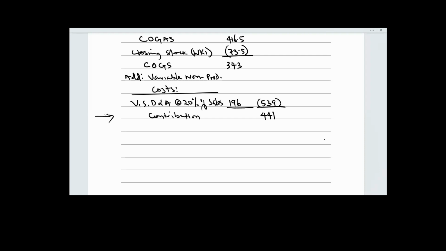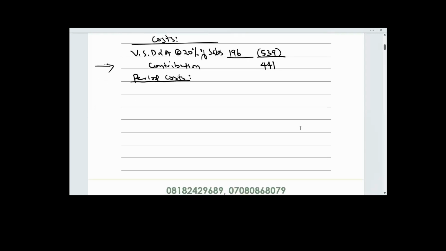So immediately after contribution, you must deduct period cost. Period costs are those costs that are fixed in nature. It could be on a monthly basis, but provided the costs are fixed, put it under the period cost. The first item you should consider here would be the fixed production overhead.